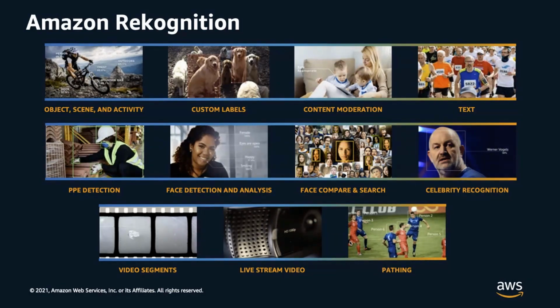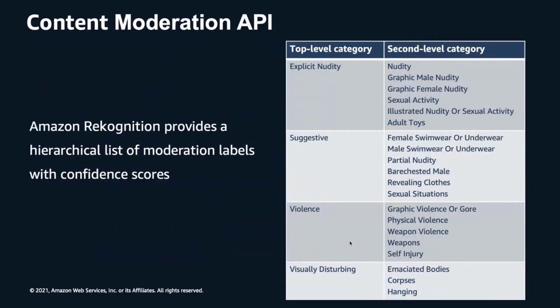So now let's look at the content moderation API in more detail. So the Rekognition Content Moderation API essentially takes in an image or a video and gives you a hierarchical list of moderation labels on the output. And for any label that you get here, you also get a confidence score between 0 to 100. And as you can see here, we have a 2-level taxonomy. We have a top-level category and then a second-level category.